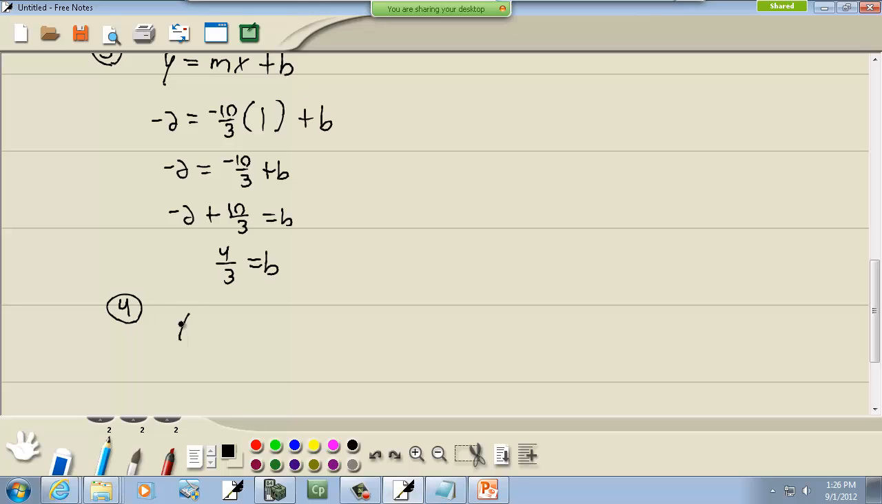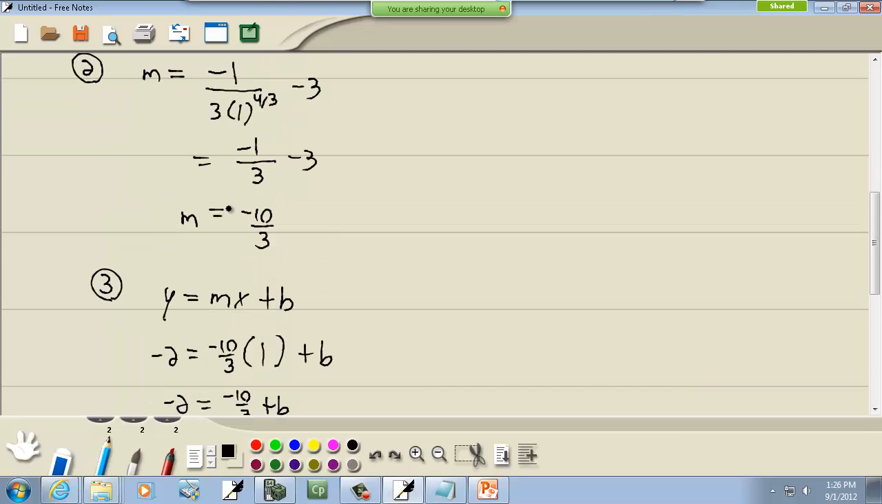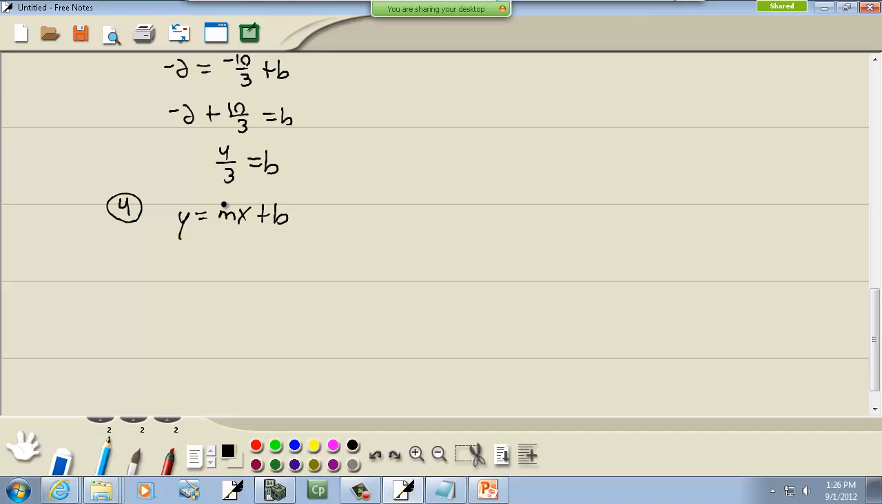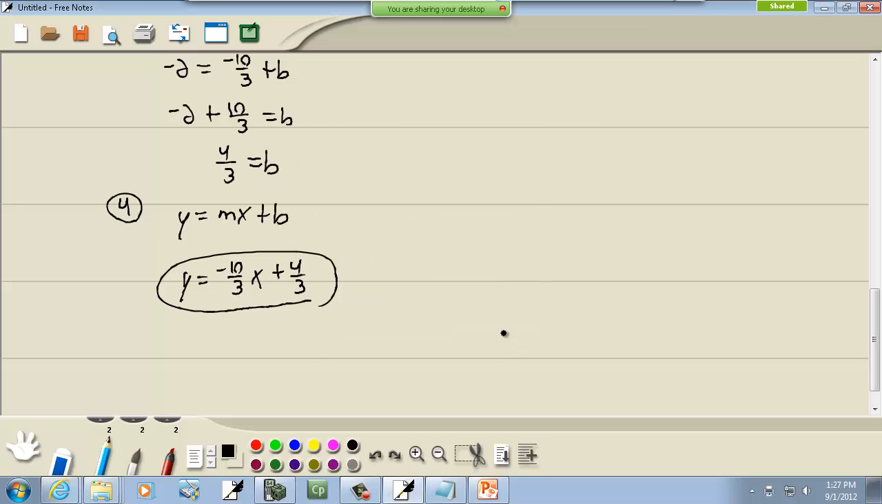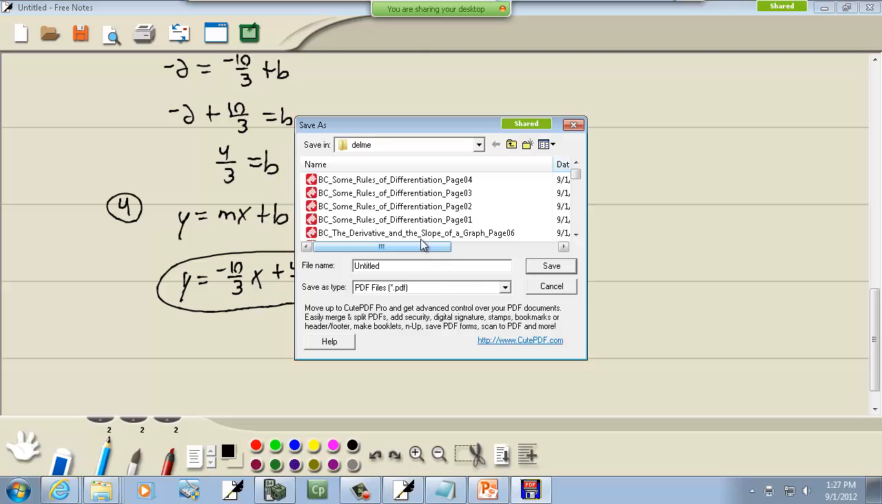And now we can't forget our last step. We actually got to write our answer down. I forget what m was. Probably -10/3 from the way that looks. Okay, step 2, m was -10/3. So we got y is equal to negative 10/3 x, and b was positive 4/3. And that would be our answer. That's the equation of the tangent line at that given point. Let me save that, and we'll look at the last problem.